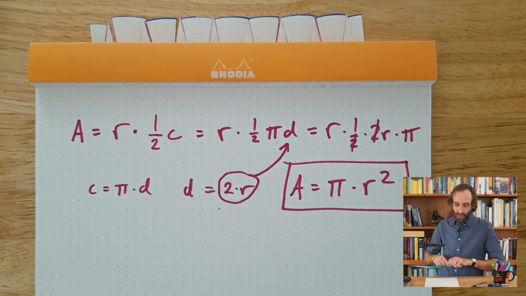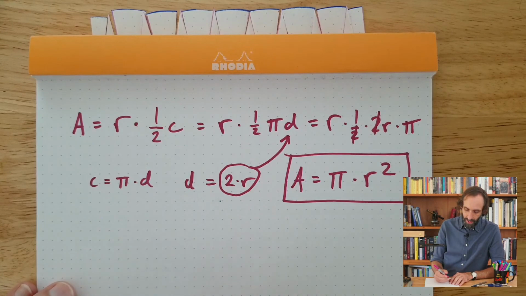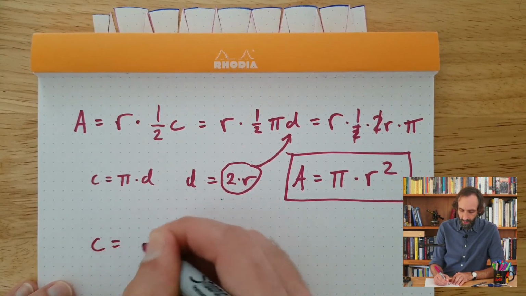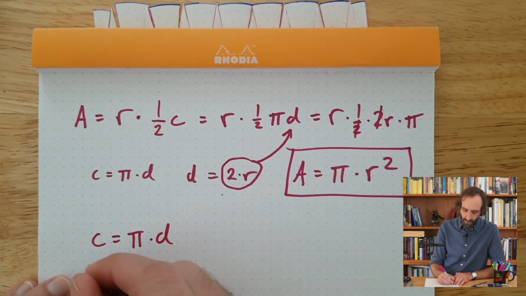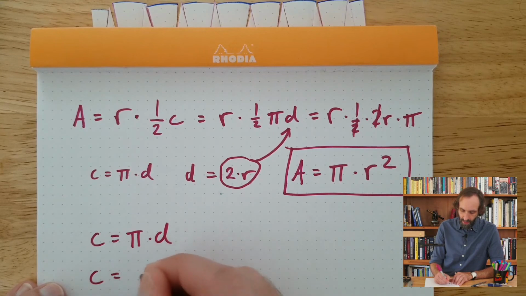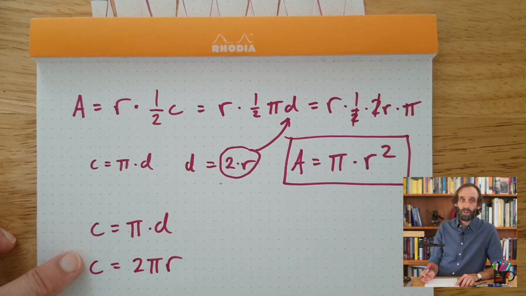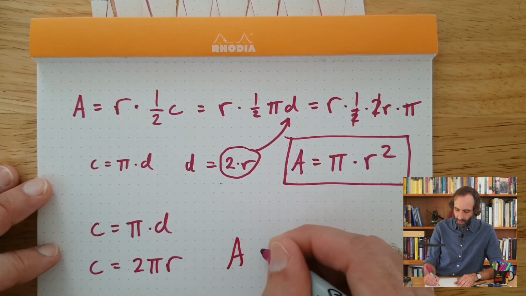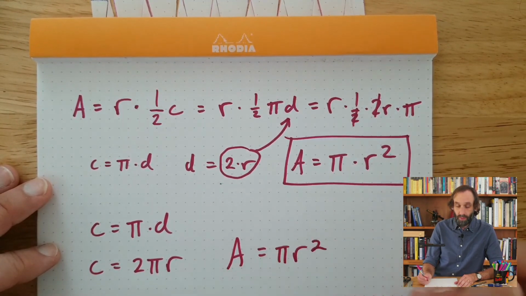So just to review, the key formulas to take away from this lesson relating to circles are this: the circumference of a circle is equal to pi times the diameter, or written another way, the circumference is equal to 2 times pi times the radius. So either of these formulas will give you the circumference, and then of course the famous formula for the area of a circle is pi r squared.